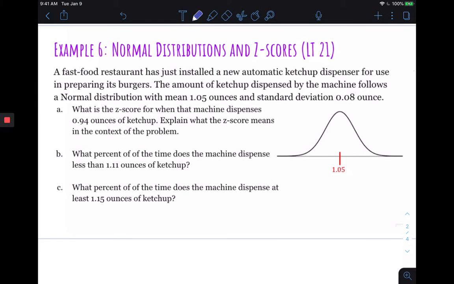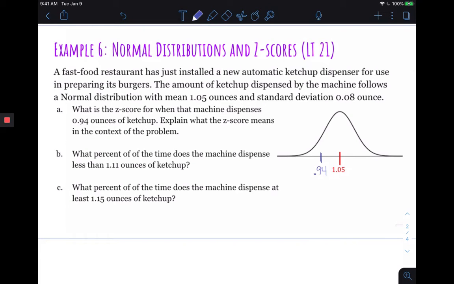What's the z-score? So I'm looking at A. What's the z-score for when that machine dispenses 0.94 ounces of ketchup? So we have a little sketch over here on the right, and we have the mean in the middle. 0.94 ounces, I'm just going to mark that on the sketch. It just wants us to find the z-score. It's not asking for a probability or a percent or anything.